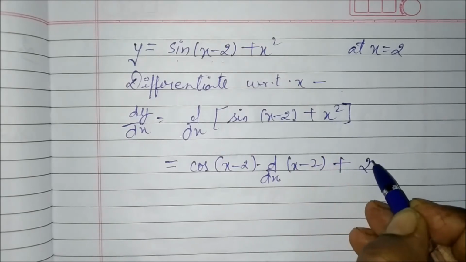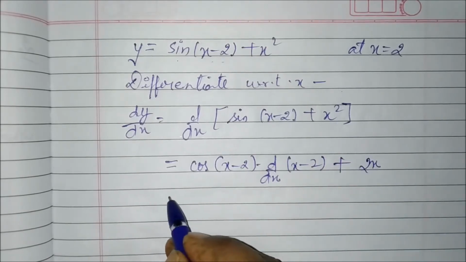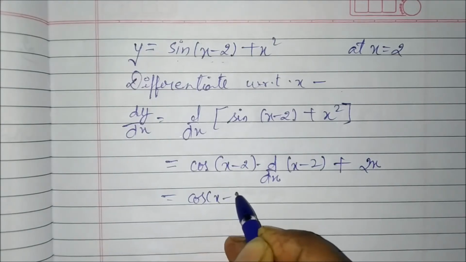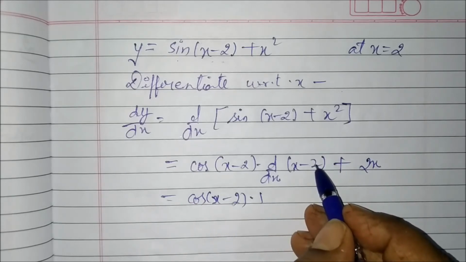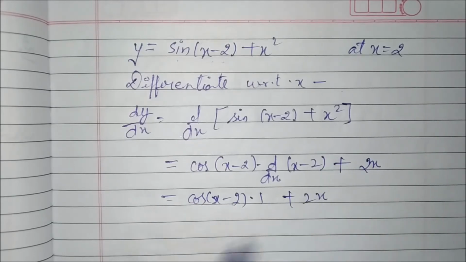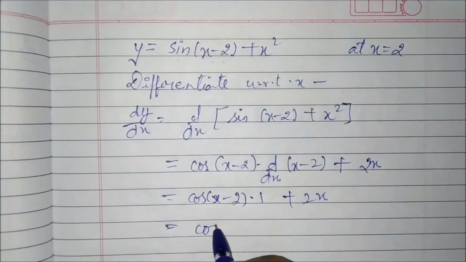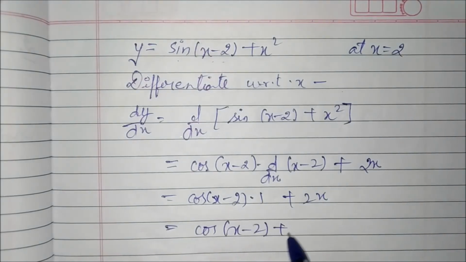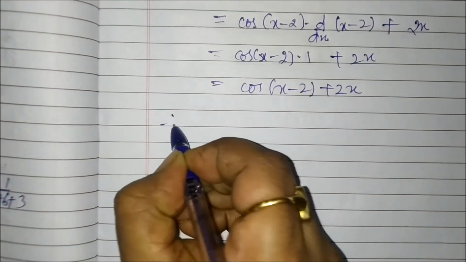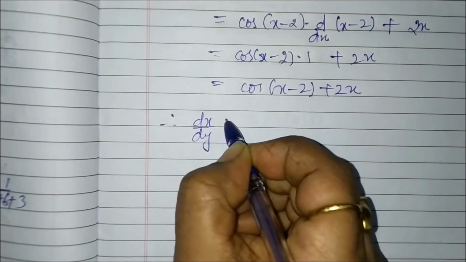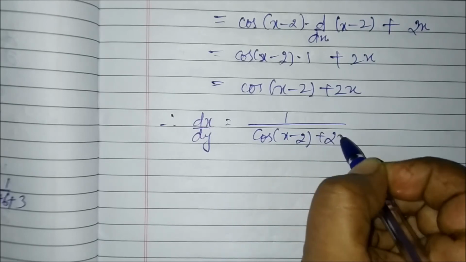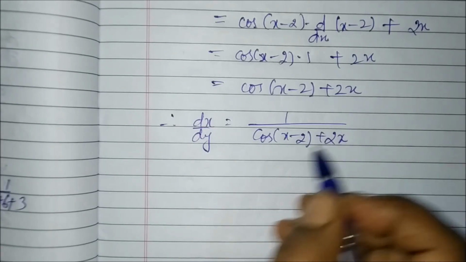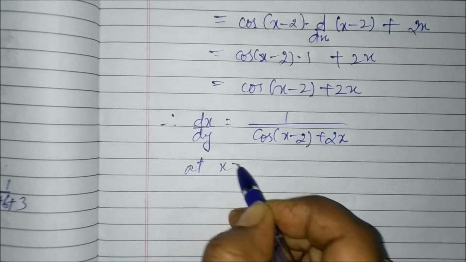is 2x. Correct? Now cos(x − 2) into 1, since the derivative of x is 1 and the derivative of 2 is 0, so we have to write 1 only. So we get cos(x − 2) + 2x. Therefore dx/dy is equal to 1 upon cos(x − 2) + 2x. Okay. Now we have to find the value at x equals 2.